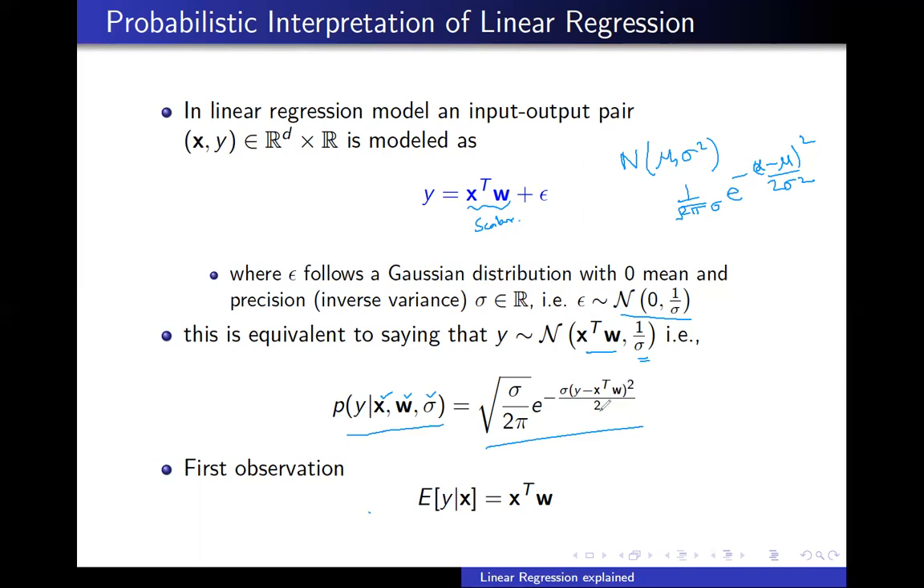So the first observation you make is that for this normal distribution, its mean value is X transpose W. That means the conditional expectation, given a fixed X, of the Y value is nothing but the mean of this distribution, which is X transpose W. All right, with that understanding, let's move on to the next slide.